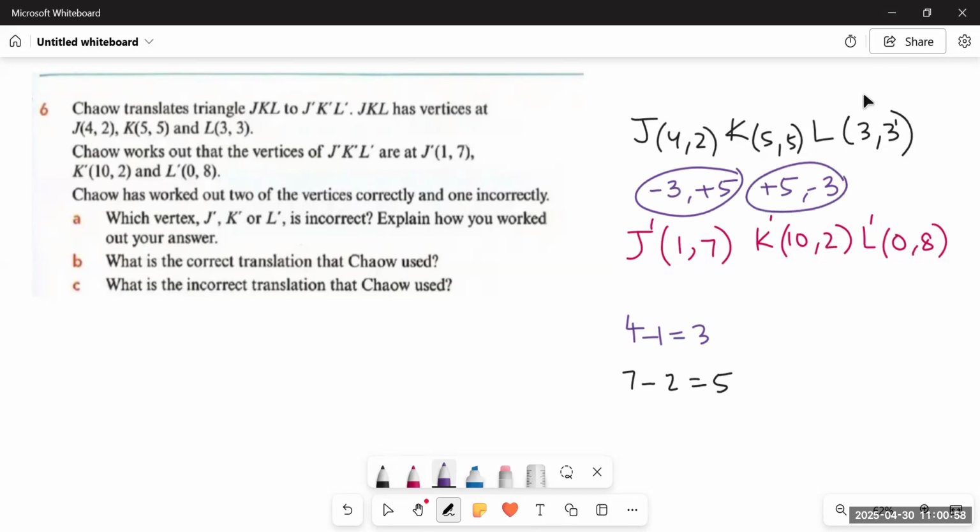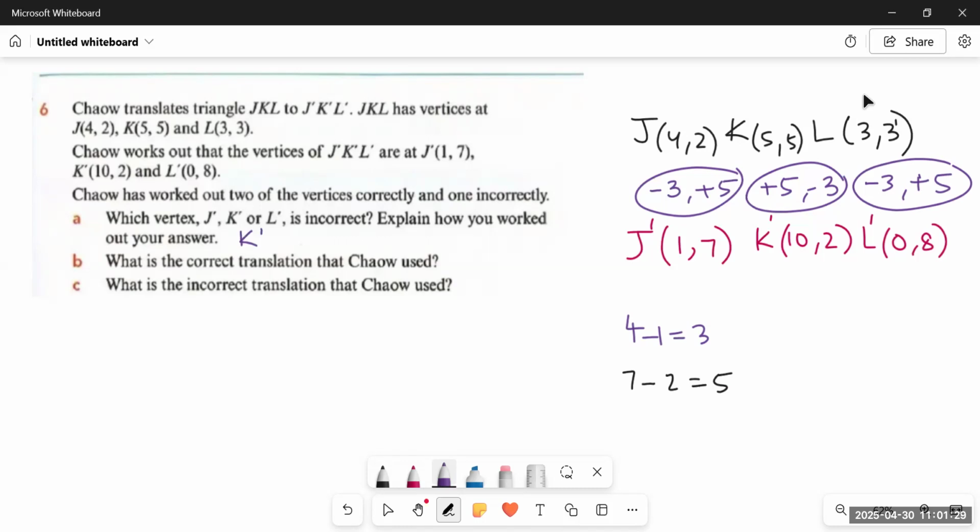Let's see the third one. 3 to 0 means they have again subtracted 3, because 3 minus 3 is equal to 0. And for 3 to 8, it is 5 plus 5. It means the first one and the third one are the same: minus 3, plus 5. So which vertex, J', K' or L', is incorrect? Of course, K' is incorrect because it has a different translation from J' and L'.